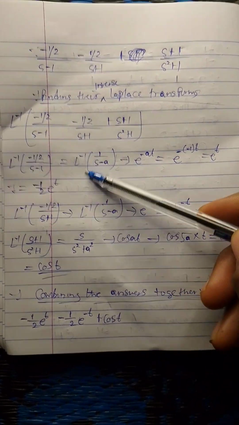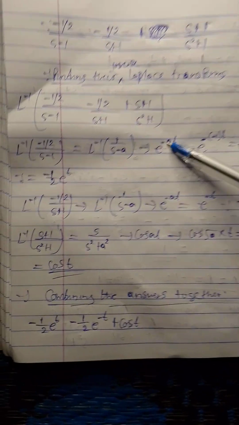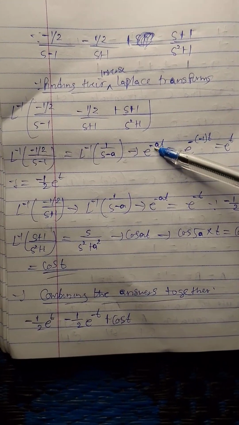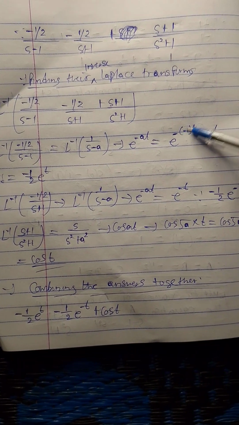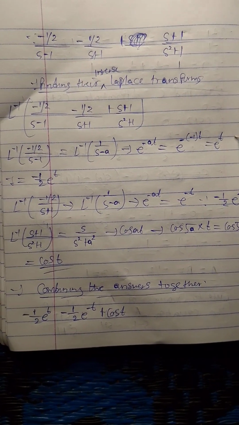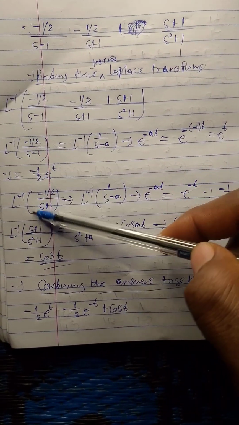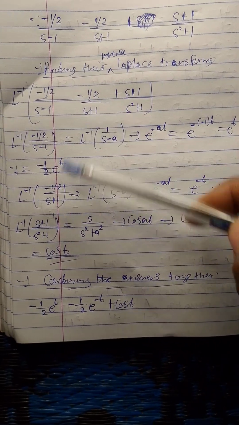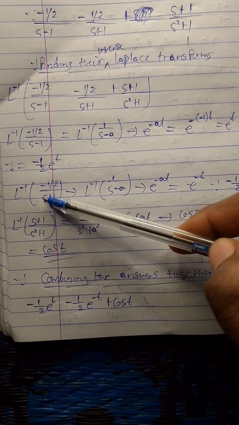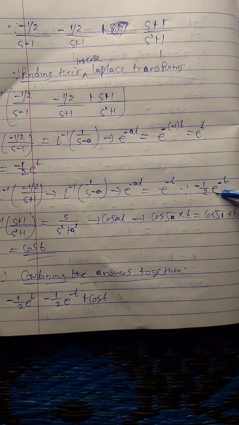Laplace inverse of this, in the form of 1 over s minus a, is in the form of e raised to at, where a here is 1, which becomes e raised to t. I know that this half here is being multiplied by everything here. So that becomes minus 1 over 2 multiplied by e raised to t. Again, for this, Laplace inverse of minus 1 over 2 bracket s plus 1, the same thing I do here. I'll get minus 1 over 2 e raised to minus t.